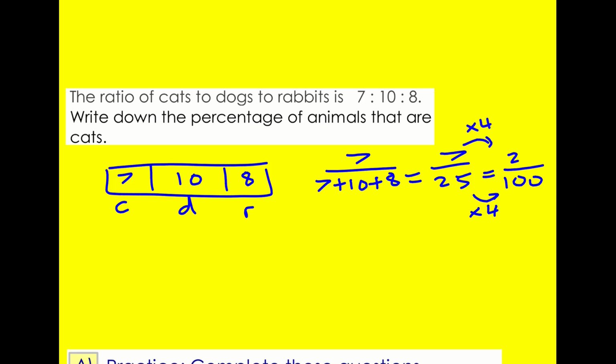And it's going to be 28 over 100, or 28%. Okay, nice one. Now I've gone through a few. Hopefully you tried them and you're feeling confident.